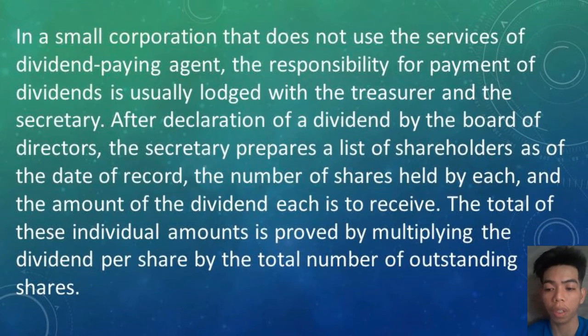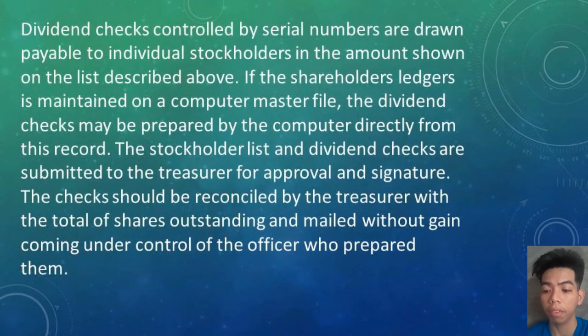In a small corporation that does not use the services of a dividend-paying agent, the responsibility for payment of dividends is usually lodged with the treasurer and the secretary. After declaration of a dividend by the board of directors, the secretary prepares a list of shareholders as of the date of record, the number of shares held by each, and the amount of the dividend each is to receive. The total of these individual amounts is proved by multiplying the dividend per share by the total number of outstanding shares.